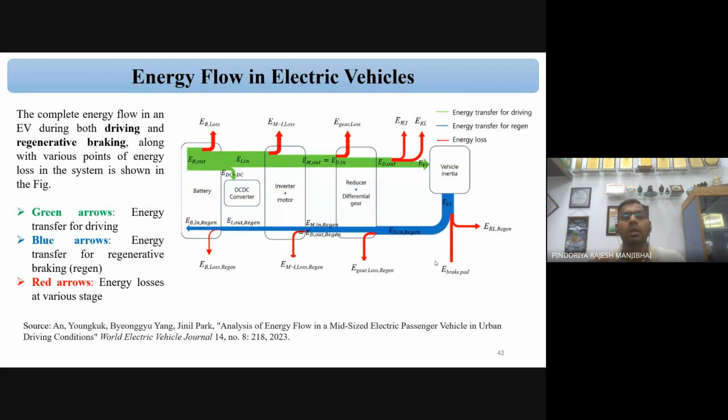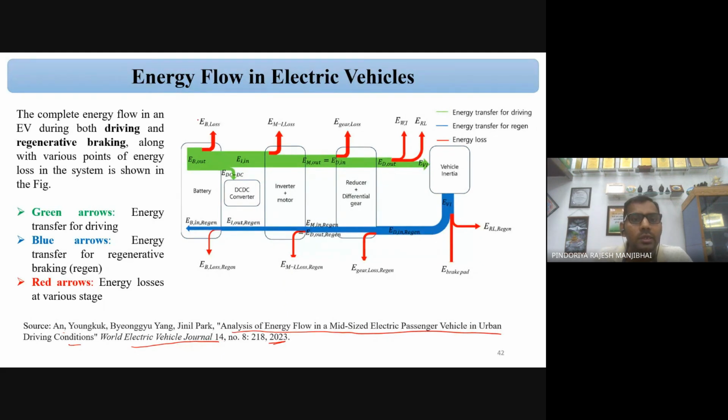Okay. So energy flow in the electric vehicle: how energy flows from the beginning to the end, correct? I took this diagram from this paper, "Analysis of the energy flow in the mid-size electric passenger vehicle in urban driving condition." The publisher is the World Electric Vehicle Journal, 2023, a paper from two years ago. I will also share this paper, in which a detailed analysis is given. Very good paper.